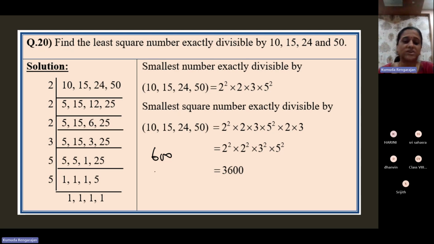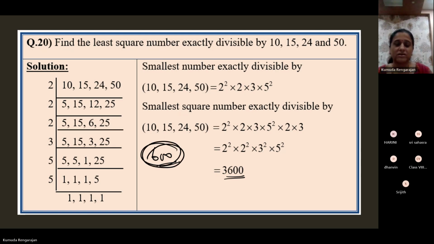So the difference is, 600 is not a perfect square. 3600 is a perfect square. This is the smallest number, but this is the smallest square number exactly divisible by the given four numbers. So this is the procedure for this question.